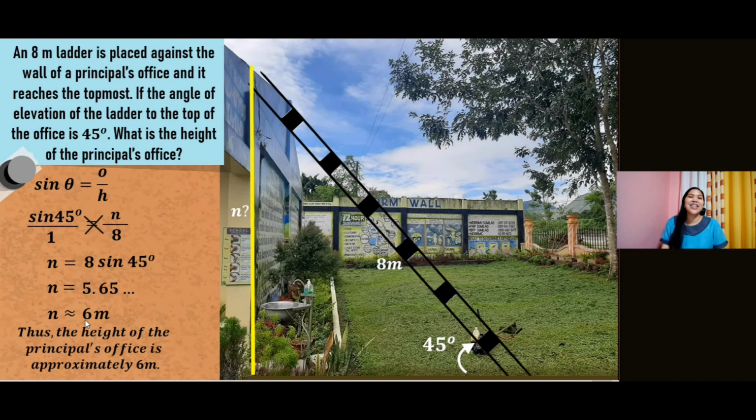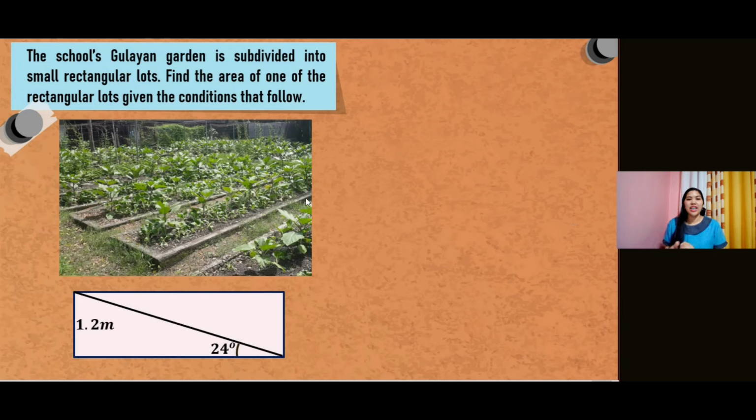Let's consider the second example. So you have here this garden. So I know you're familiar with this because we have our gulayan sa paaralan. So try to read. We have here, the school's gulayan garden is subdivided into small rectangular lots. Find the area of one of the rectangular lots given the conditions that follow. Okay, so this is your condition here. Okay, this triangle below.